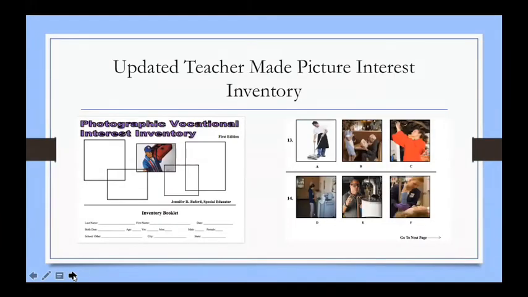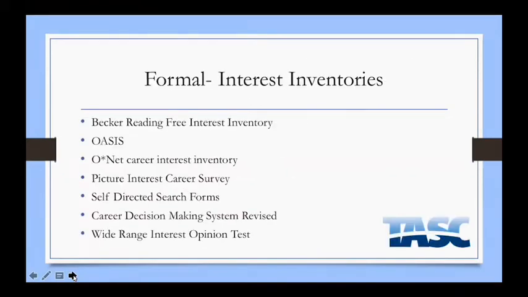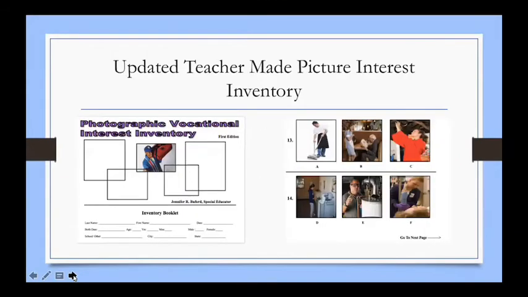This is an example. I put updated teacher-made picture interest inventory, because right here where it says picture interest career survey as a formal assessment, the one that I'm put a picture of is not that same one. This is updated, and I'm going to tell you why it was updated. So there's some really great resources out there for picture inventories, except some of the pictures were taken in 1987 or a really long time ago.